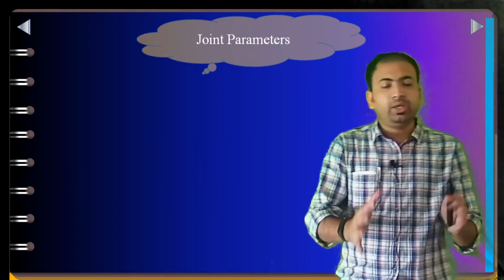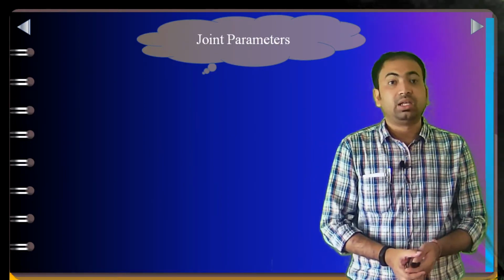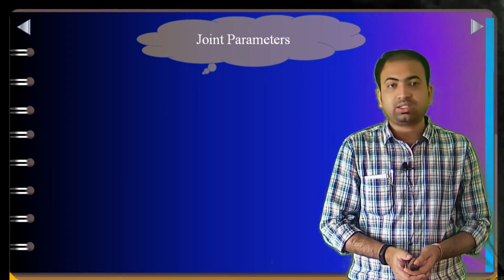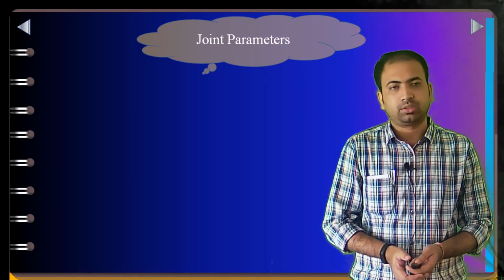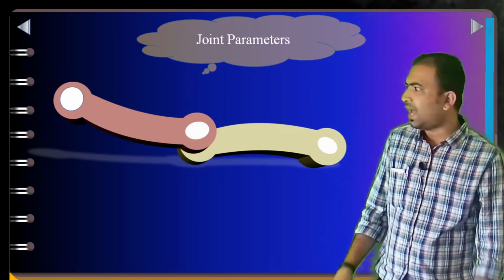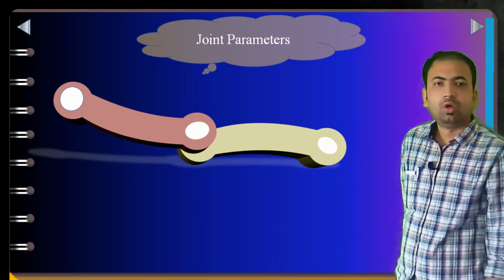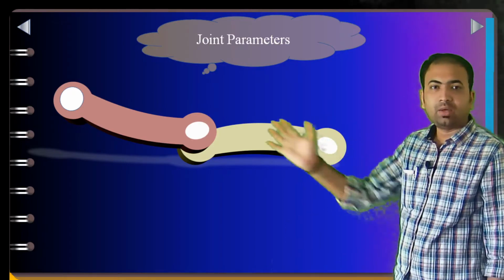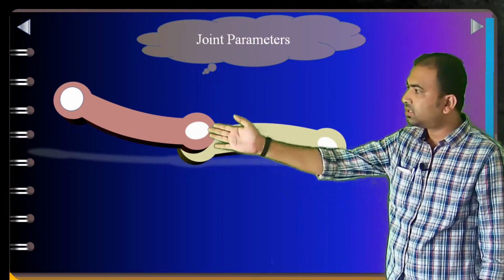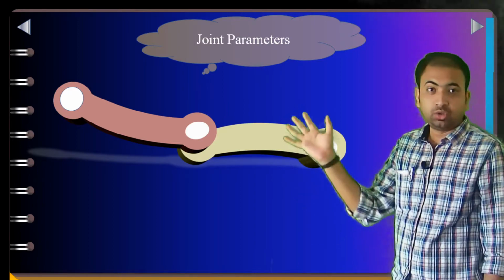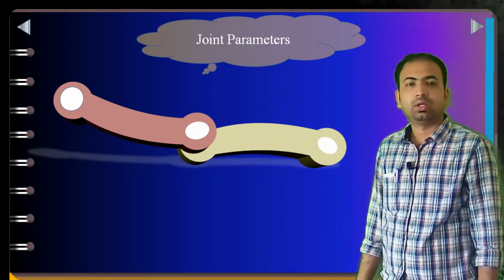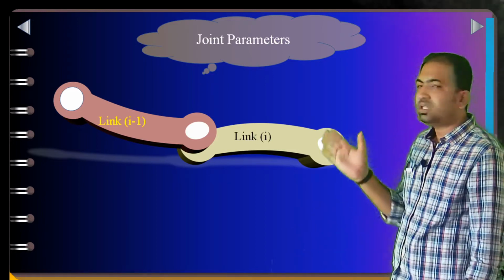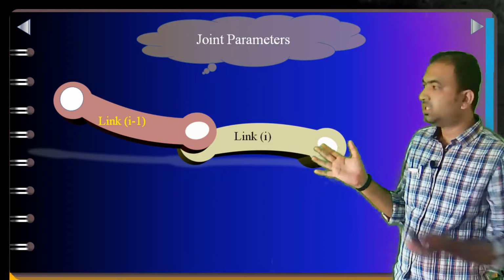Now we understood about link parameters. Now we are going to understand about joint parameters. As you can see in this diagram, we have got two links which are connected by one joint. So those two links are joined together. We are naming them link i minus 1 and link i, as you can see here.